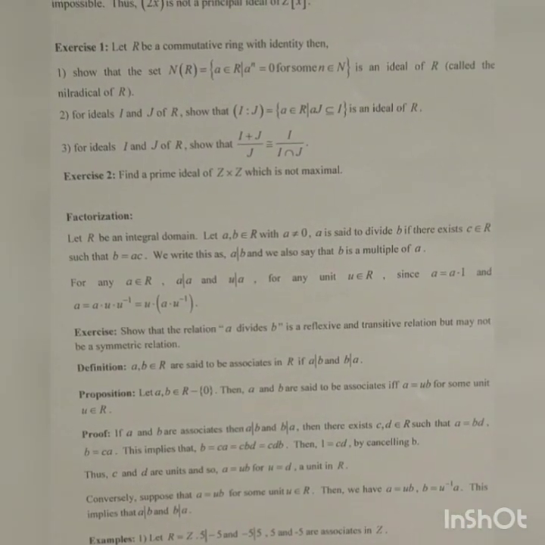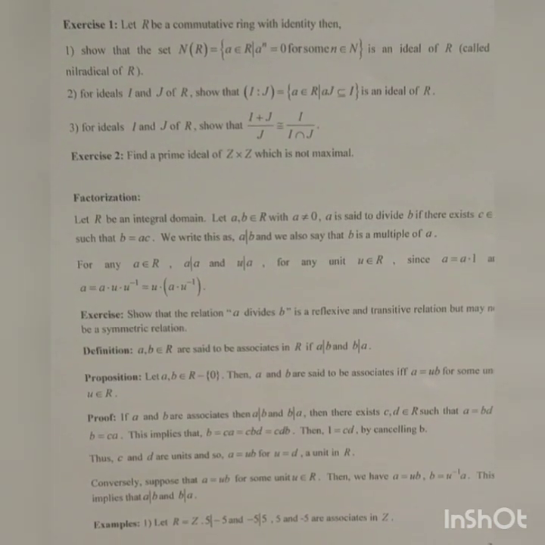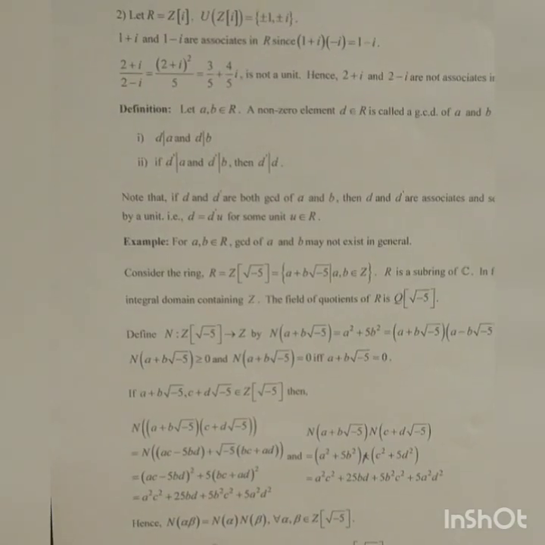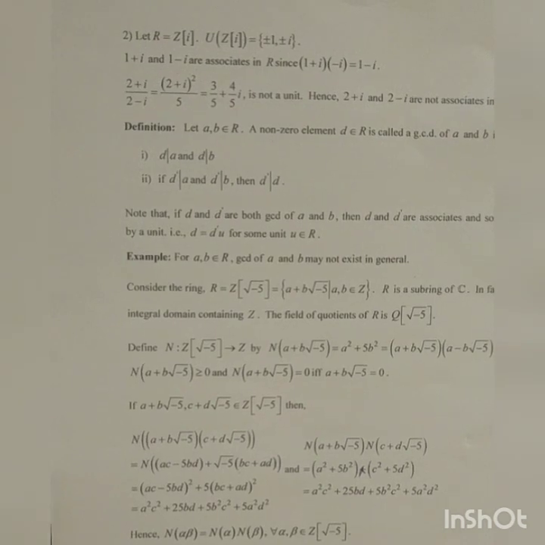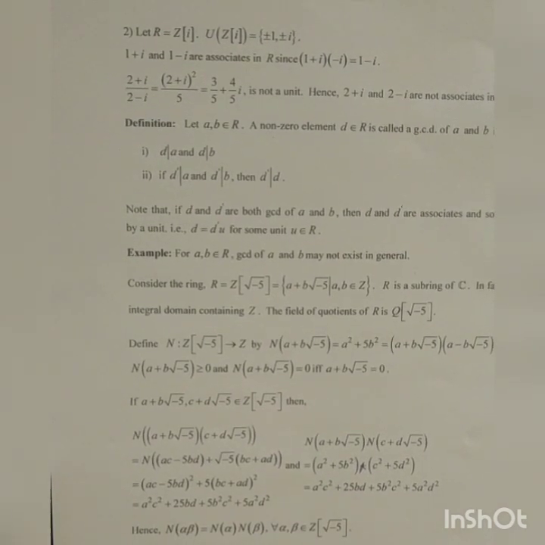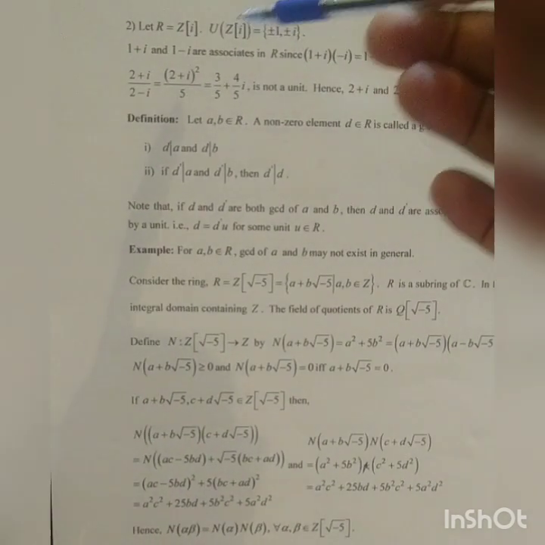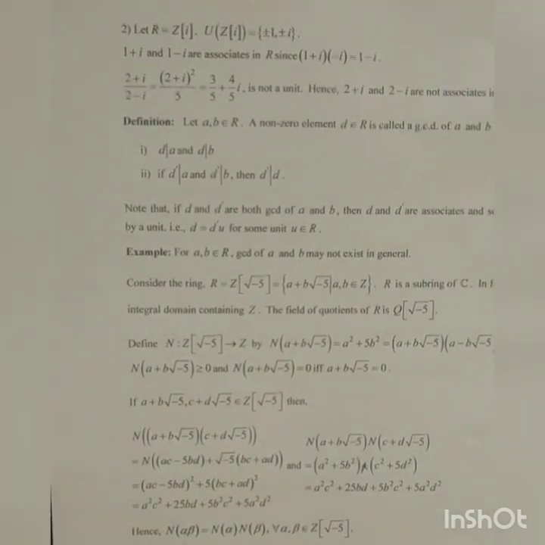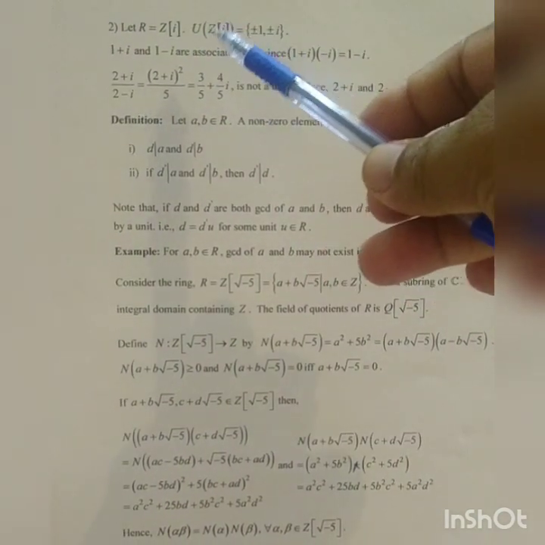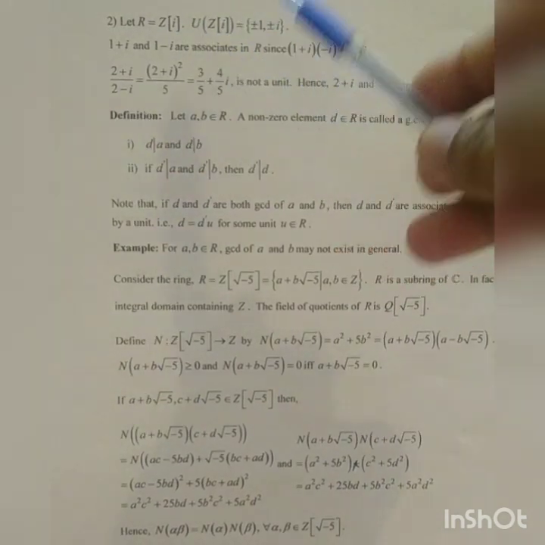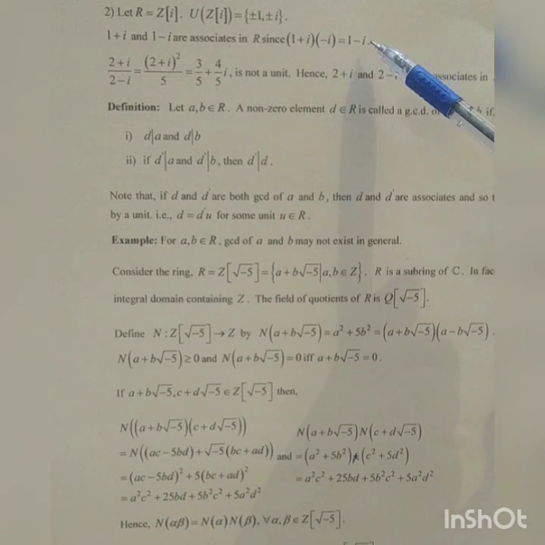So I had given one simple example on Z. Phi and minus phi are associates of each other in Z. The next example is, suppose the given ring is Z of I, the set of Gaussian integers. We knew that units of Z of I are plus or minus 1 and plus or minus I. Now, are 1 plus I and 1 minus I associates in R or not? Yes, they are associates, because 1 plus I into minus I gives you 1 minus I.